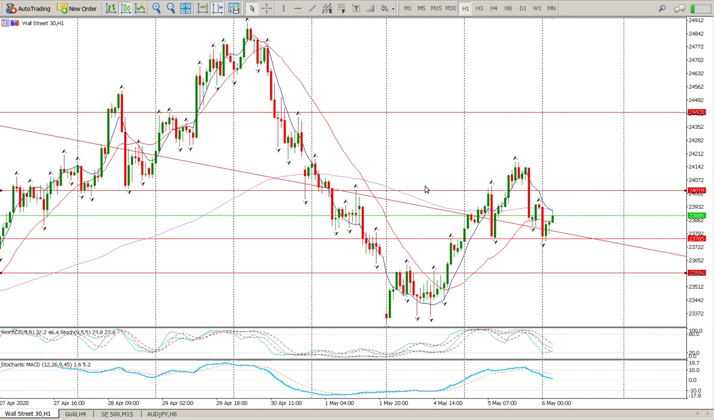Okay, so looking at the structure I see here, I'm actually looking for shorts. But my problem with looking for shorts right now is my next level to the downside, with 23,584, is fairly close on a break. So I'm not 100% convinced, but we may get a small little scalp down to the downside here, but that's about it from what I can see.